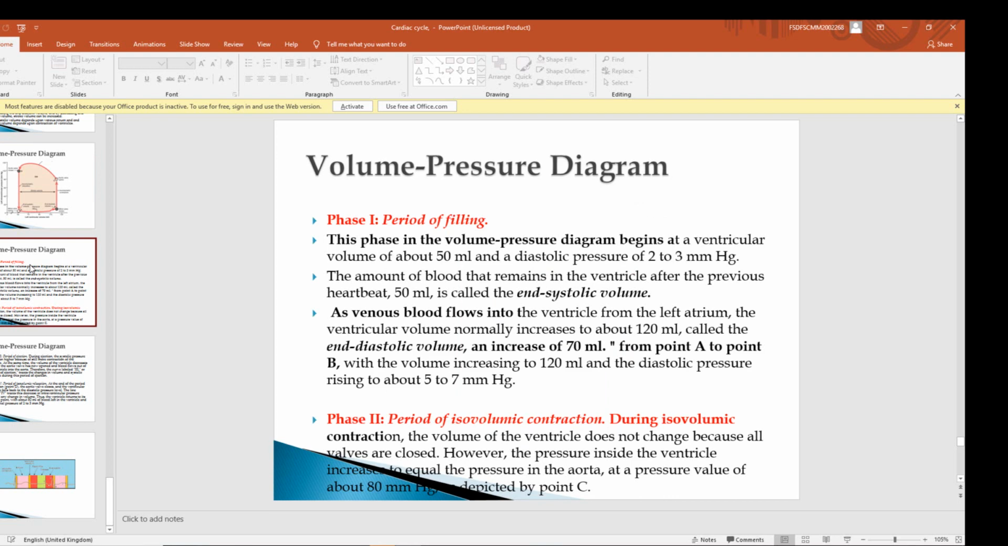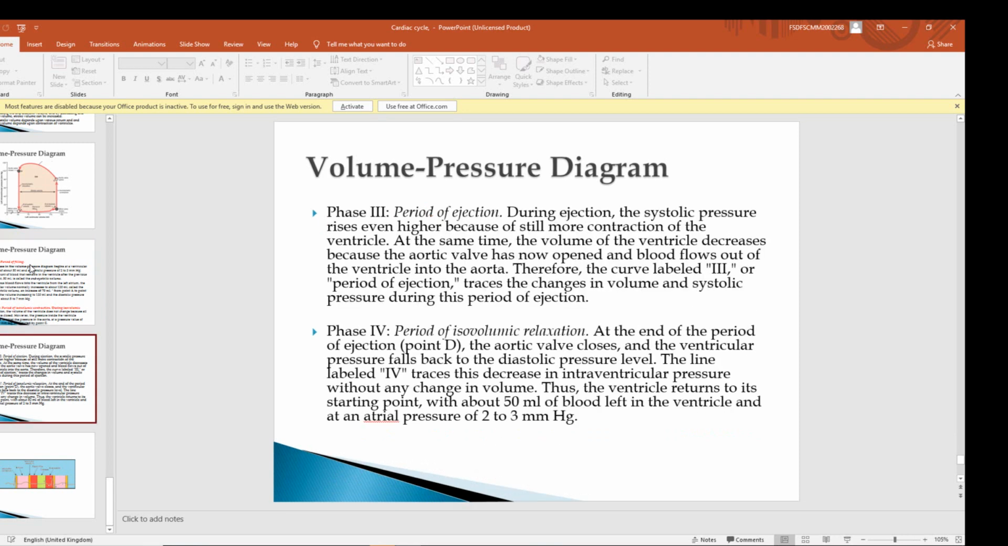Then we have the period of isovolumic contraction. During isovolumic contraction, the volume of the ventricle does not change because all the valves are closed. However, the pressure inside the ventricle increases to equal the pressure in the aorta at a pressure value of about 80 millimeters of mercury and is depicted by point C.